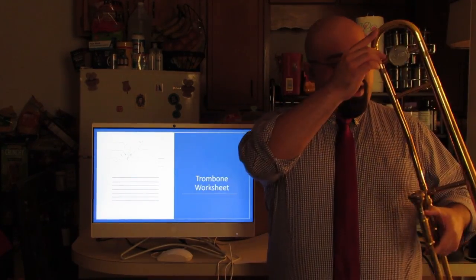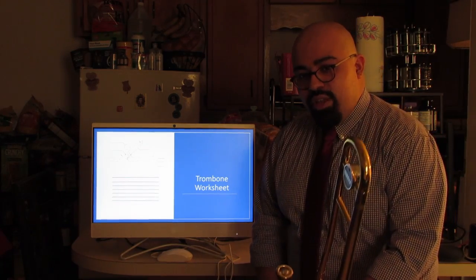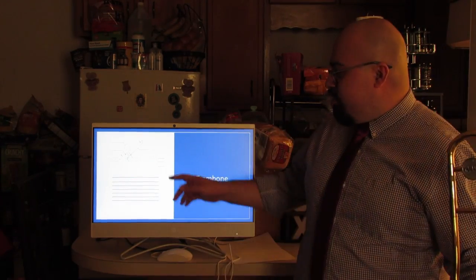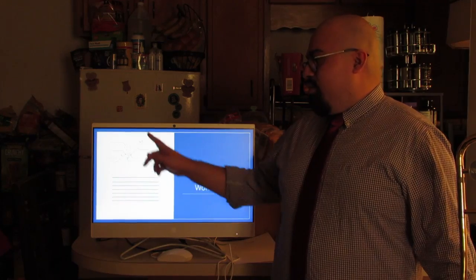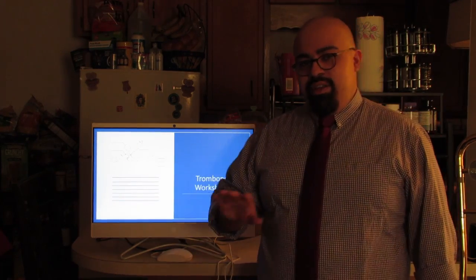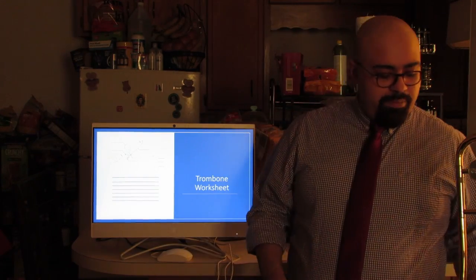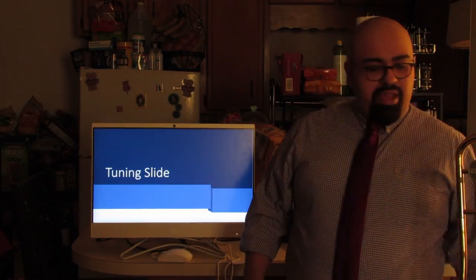Okay, and then once I see that everyone has gotten to the point at the right part of the instrument, put the instrument back down gently and slowly, and on the worksheet, label each part correctly. On the slide, I will have the words spelled out, so it'll be all correct. Okay, so we have here the tuning slide.